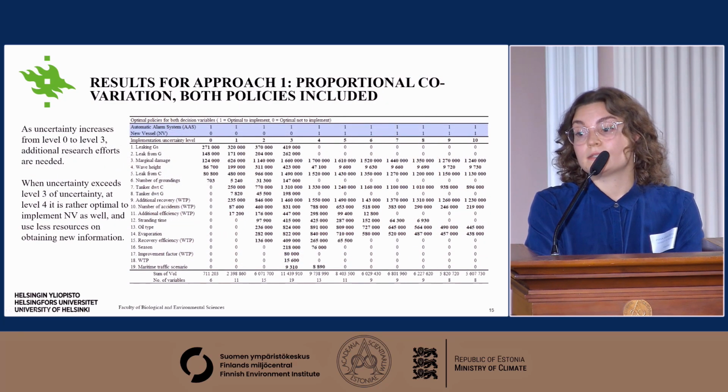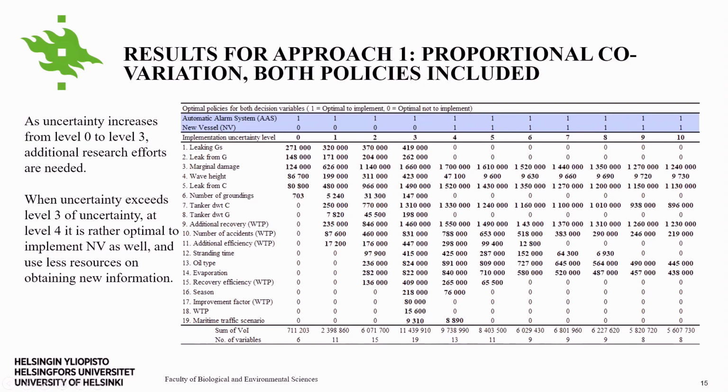And then this is for, again, proportional covariation, but now we have both policies in the analysis. So now we can see the optimal policy decisions in the blue area. In this case, the alarm system is always optimal, and the new vessel has been unoptimal from the beginning.